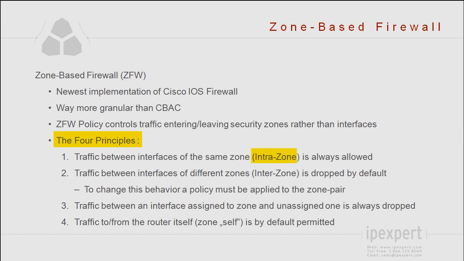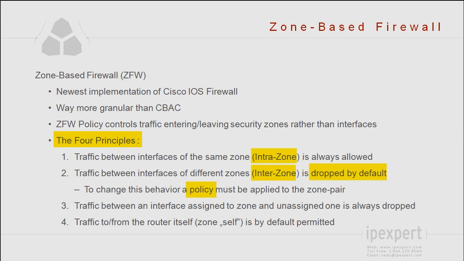Now, if the interfaces are part of different zones, which is going to be the inter-zone policy, those packets are dropped by default, and this is something we can change by applying a policy to the zone pair. So for example, for the inside to outside zone pair, by default the packets are going to be dropped, but when you create a policy and enable inspection for some individual classes, the packets are going to be allowed from the inside to outside for the devices we have classified as part of those classes.